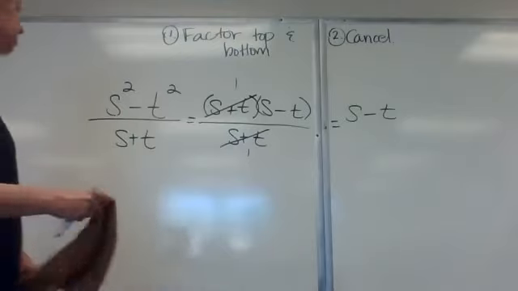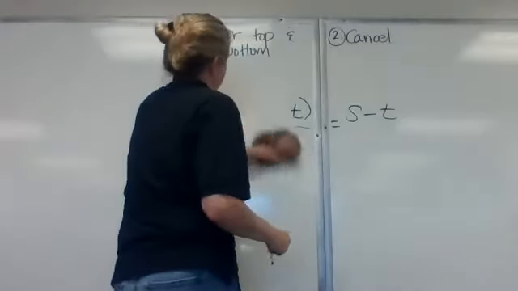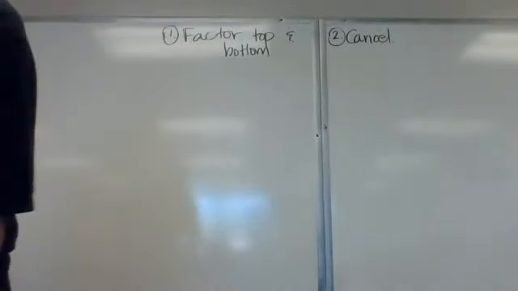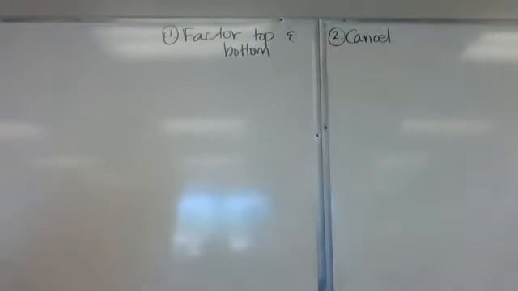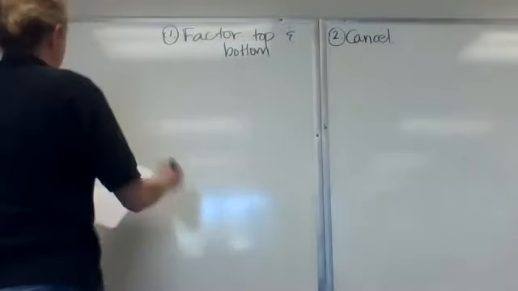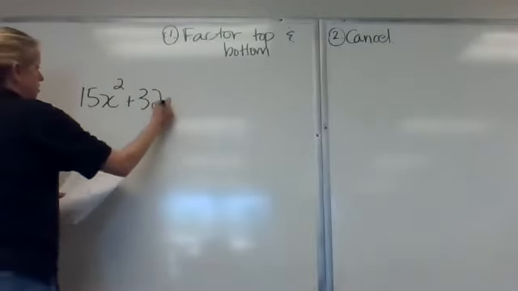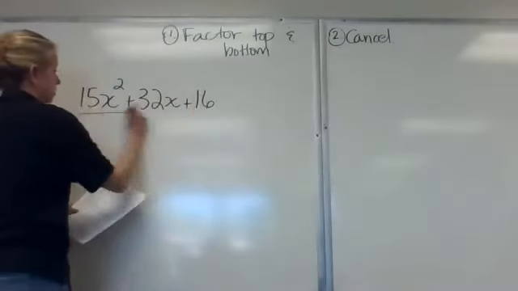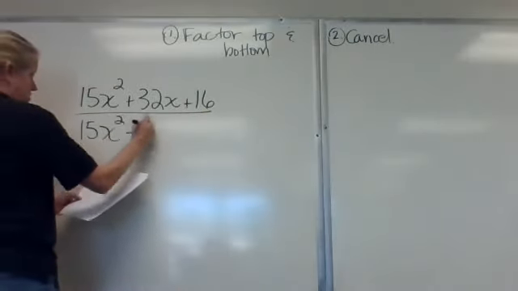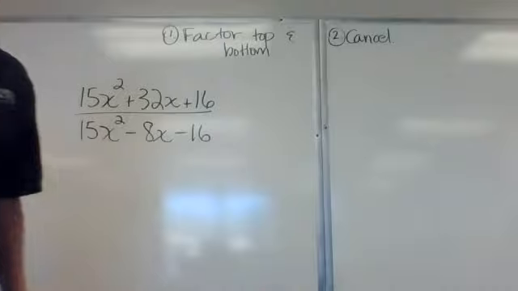All right, last one. 15x squared plus 32x plus 16 over 15x squared minus 8x minus 16.